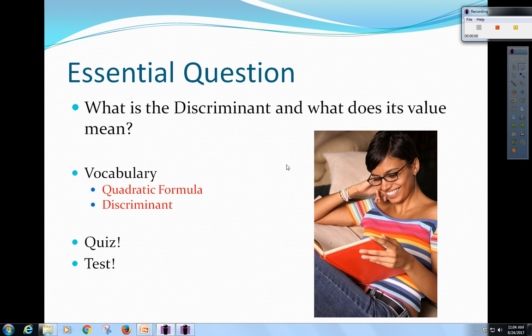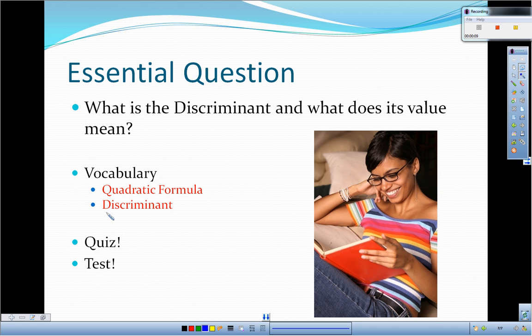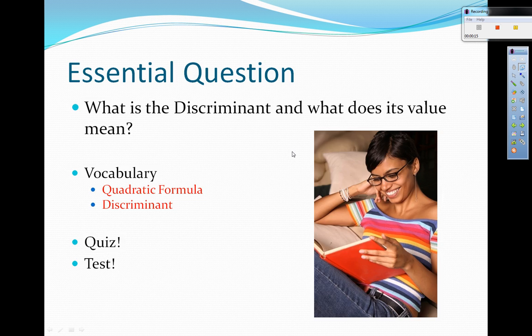Alright guys, for today's essential question, we're going to be looking at what is the discriminant and what does its value mean. So the key word for today is the idea of what a discriminant is. So let's just jump right into it. The discriminant is not really anything new.